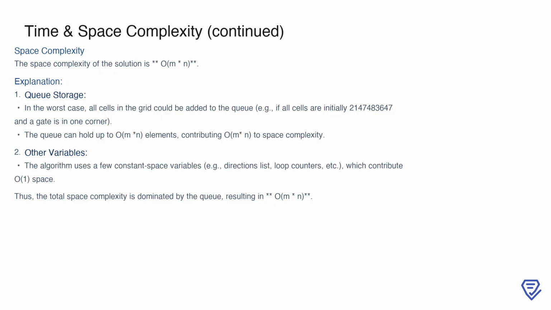Aside from this, the algorithm uses a few additional variables such as the directions list and loop counters, but these require only constant space, or O(1). Since the queue dominates the space usage, the overall space complexity of the solution is O(m*n), which, like the time complexity, scales linearly with the size of the grid.